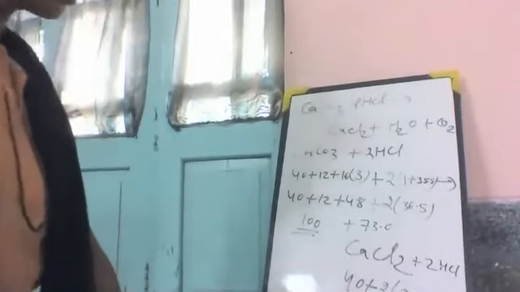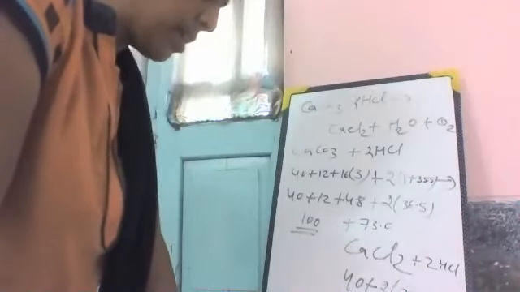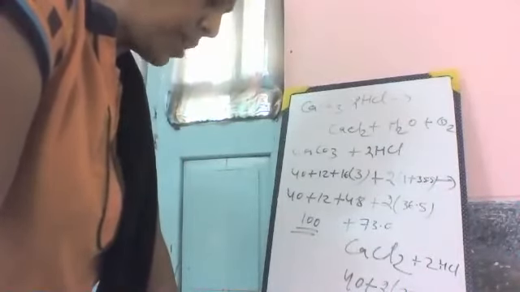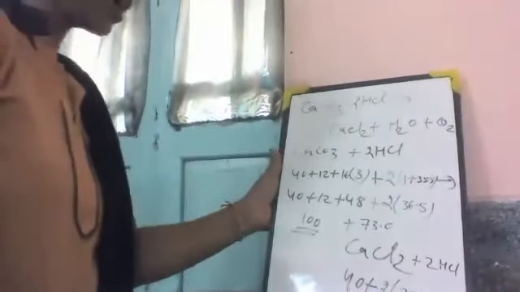100 grams of calcium carbonate on treatment with 73 grams of HCl will produce 22.4 liters of carbon dioxide at STP.